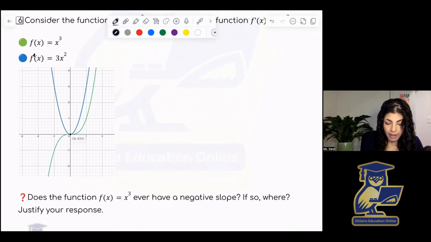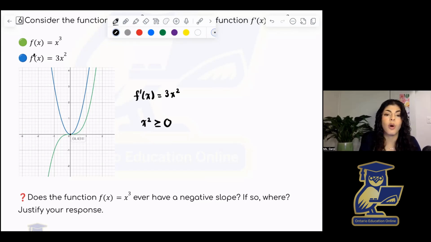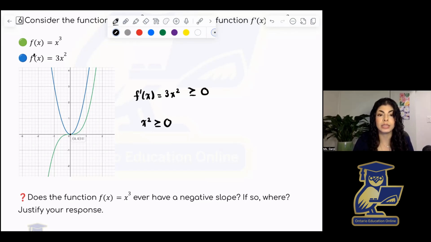So f prime of x, given that this is 3x squared, and using what we know about x squared being greater than or equal to 0 for all values of x, then this is also greater than or equal to 0 for all values of x. So actually no, the cubic function does not have a negative slope, because the function that gives us our slope is greater than or equal to 0 for all values of x.